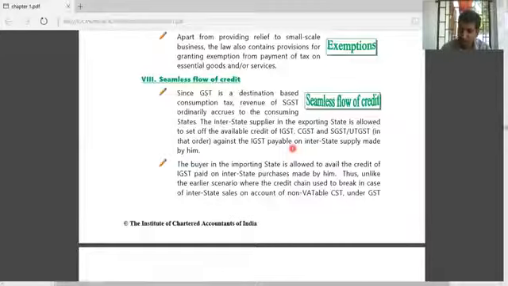Now I have credit, but the credit I have might be IGST, or it might be CGST, SGST. So can I set off CGST, SGST against IGST? The answer is yes. In which order do I have to set off? Against IGST, I have to first set off IGST, then I have to set off CGST, then I have to set off SGST.